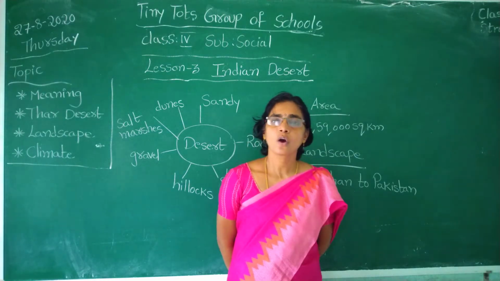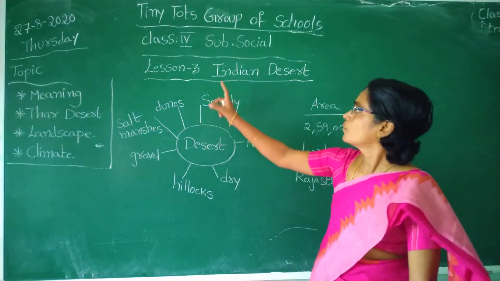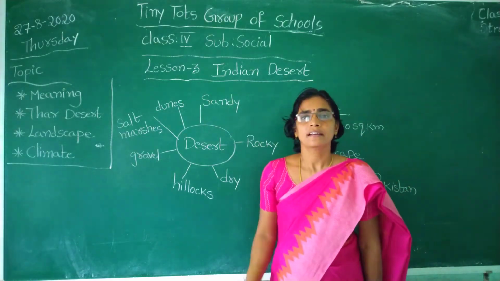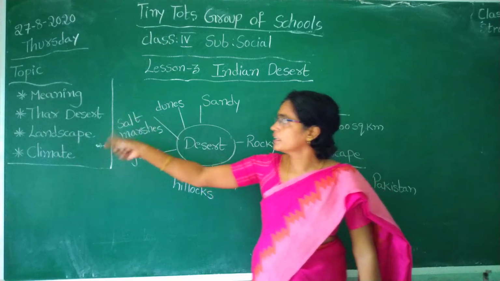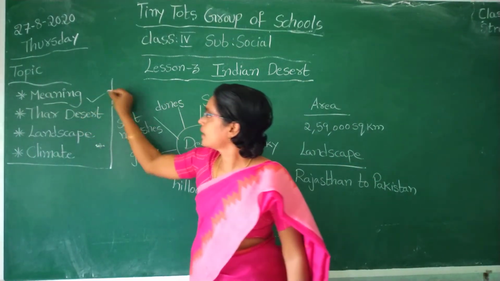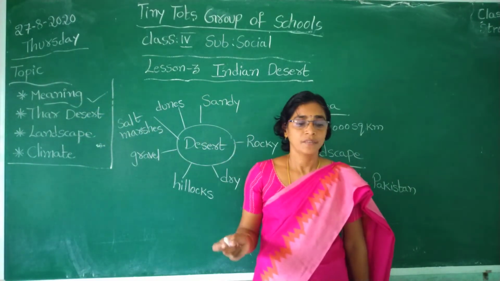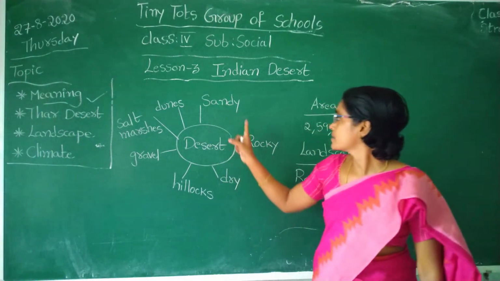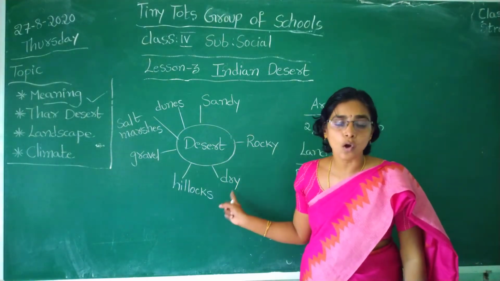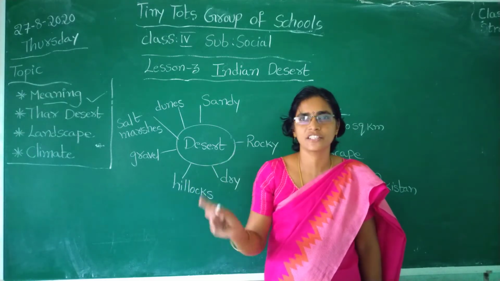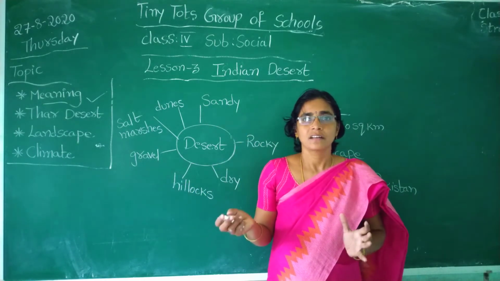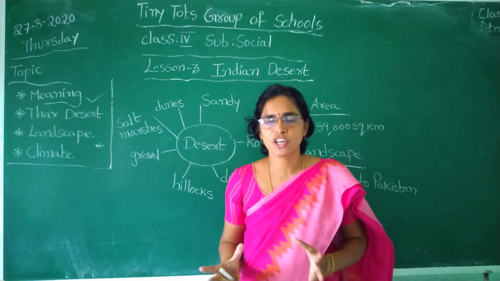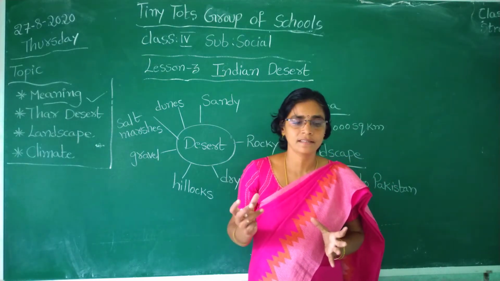Okay children. Now we enter into the lesson. What is lesson number 3? Indian desert. What is the meaning of desert? A desert is a dry, sandy and rocky region. Dry means a place without water, without moisture. That is called a dry place.